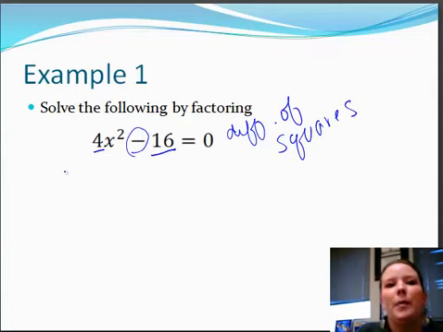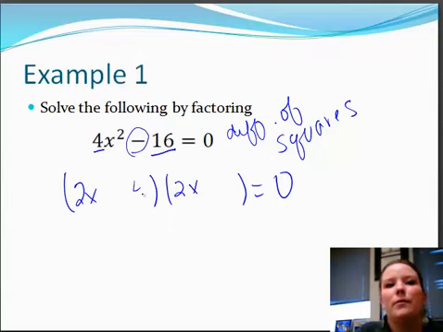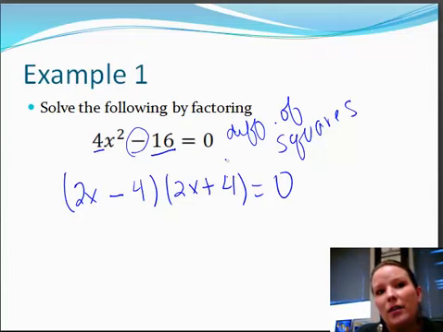Okay, so remember I can draw my two sets of parentheses because I know that I'm factoring. I take the square root of the first term, which is 2x, the square root of the second term, which is 4. I put a minus and a plus. Okay? But it says to solve it, so that means that we actually need to get an answer. So then I'm going to split them.